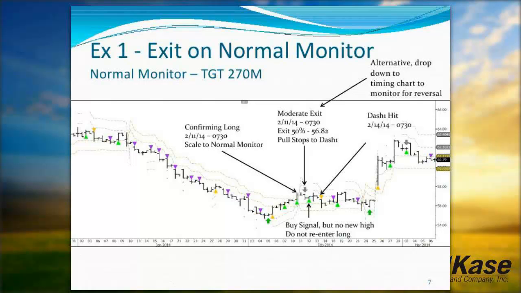We do get a buy signal here, but we did not make a new high that negates this down move. So some might say, well, you got your down move here, why don't you buy there because you get another green signal? Well, we don't make a new high, so we're not going to take that long. And then the market continues to move down.